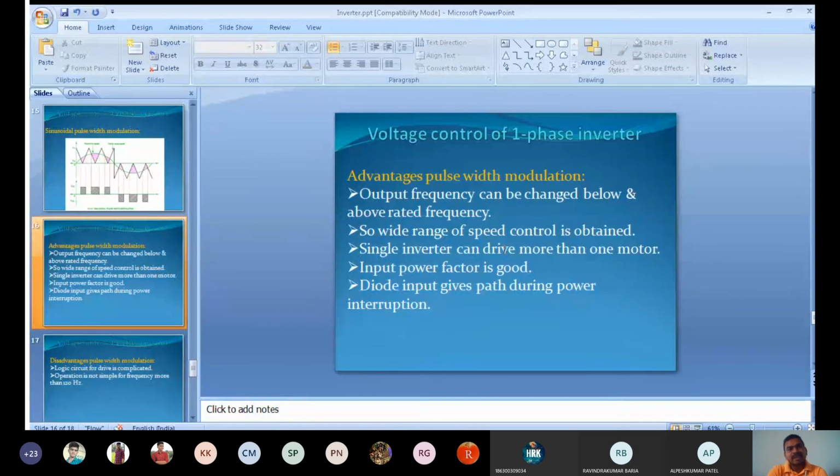Input power factor is also good in pulse width modulation. Diode input gives a path during the power interruption. So these are the advantages we are getting from pulse width modulation.